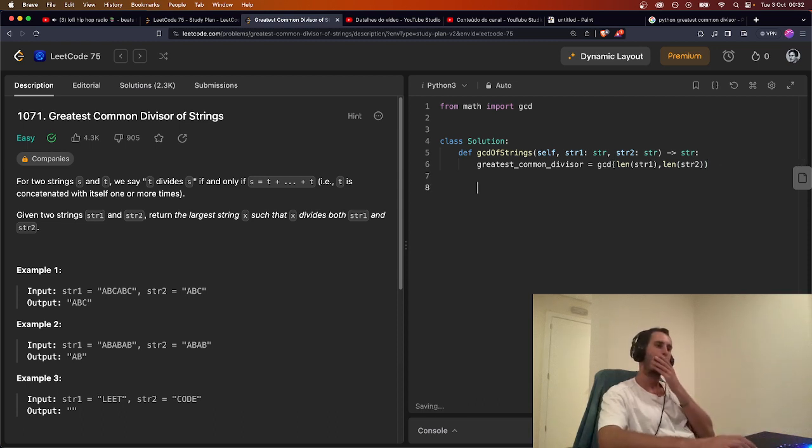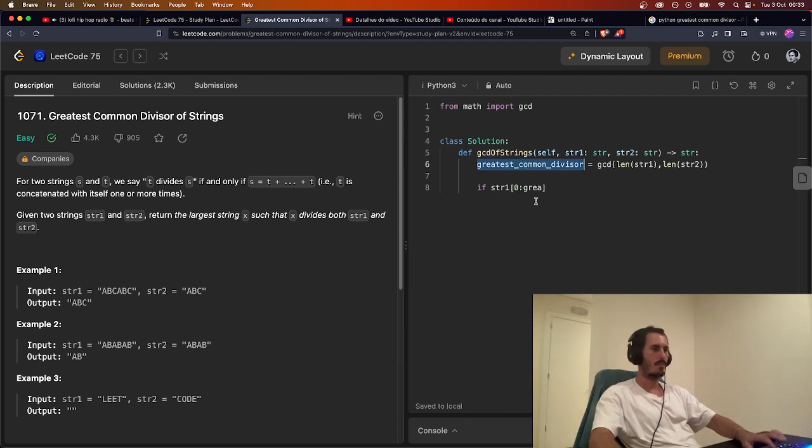And now we need to check if they both start equally. So string 1 from 0 until the greatest common divisor, if this is equal to string 2 from 0 to the greatest common divisor. If so, we do some things.